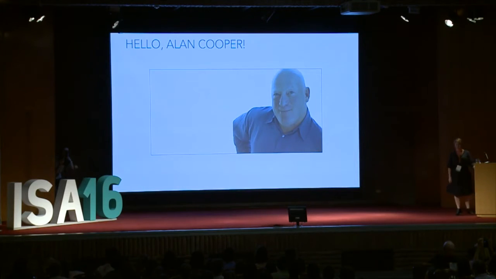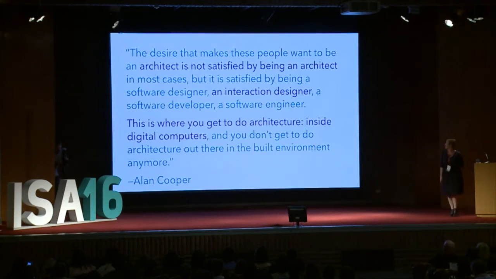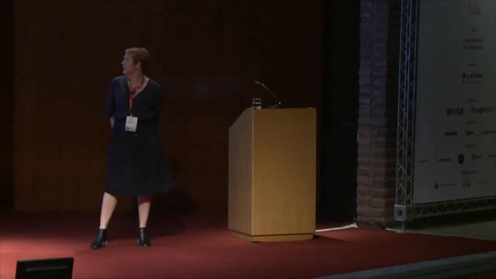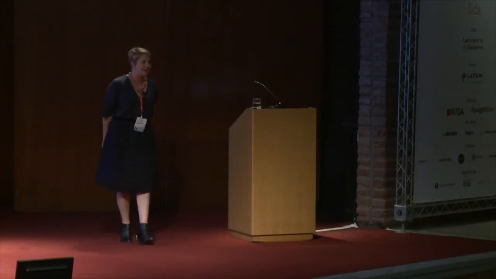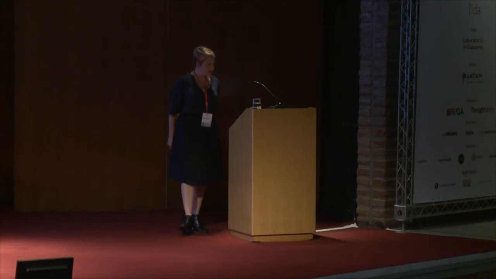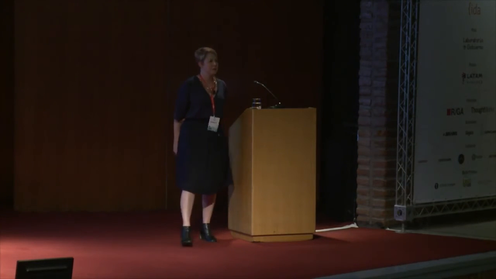And when I interviewed him for my book, and I don't think I've shown you this quote, so let's hope that I got the transcription right, was about the desire to be an architect, because you see, he wanted to be an architect. He really wanted to be an architect and says he would have been a terrible architect, at least of buildings. And that's just the point. So Alan said, the desire that makes these people want to be an architect is not satisfied by being an architect, in most cases, but is satisfied by being a software designer, an interaction designer, a software developer, a software engineer. This is where you get to do architecture, inside digital computers, and you don't get to do architecture out there in the built environment anymore.